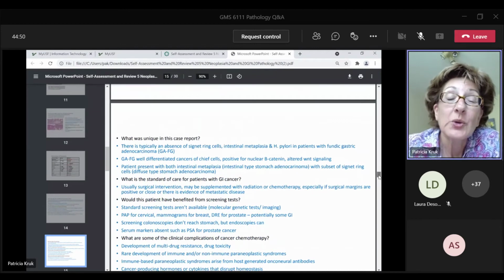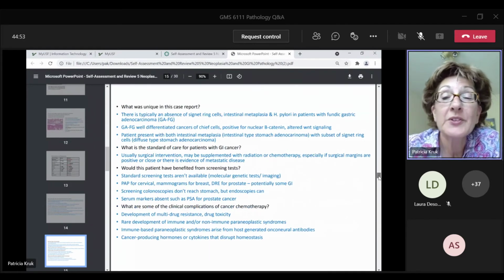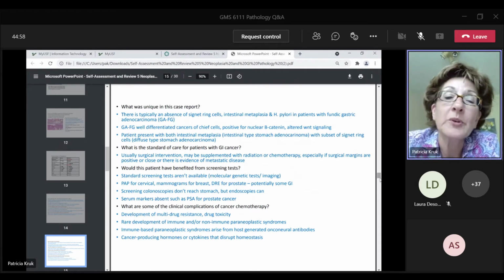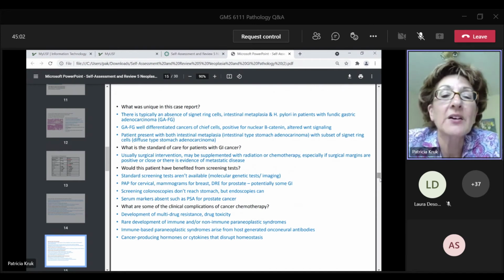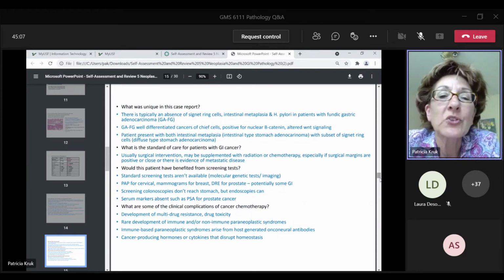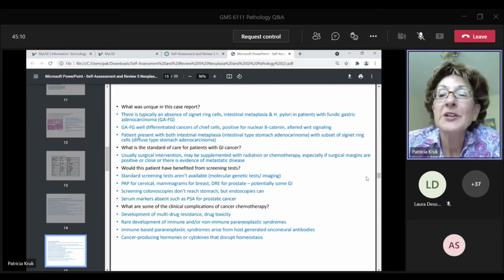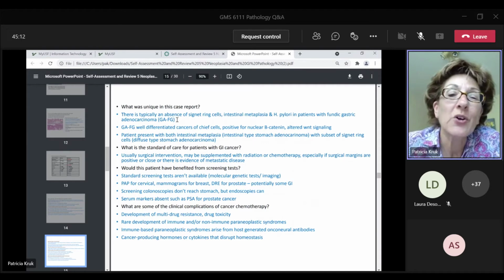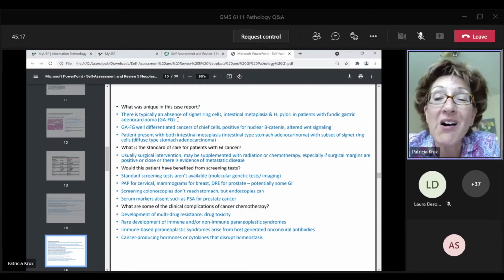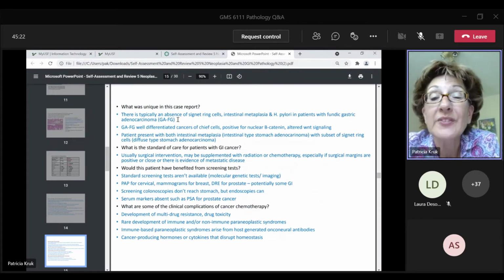Okay. So what was unique in this case study? Again, this isn't that important, but generally we say signet ring cells are characteristic of gastric adenocarcinoma. That's not exactly true. There are some histologic subtypes. In this case, this patient had a fundic gastric adenocarcinoma, and usually this type of gastric carcinoma is not typically associated with signet ring cells. So it was unusual that this histologic subtype showed up with it, right?